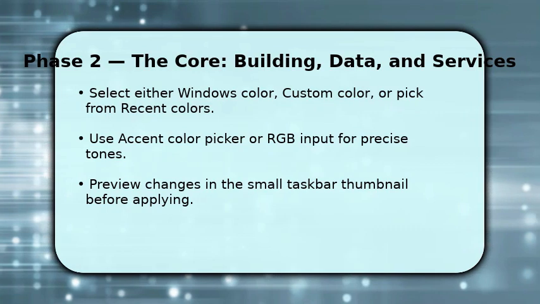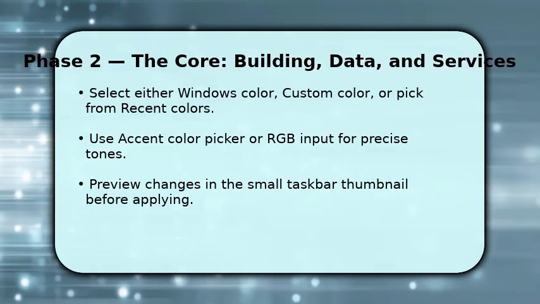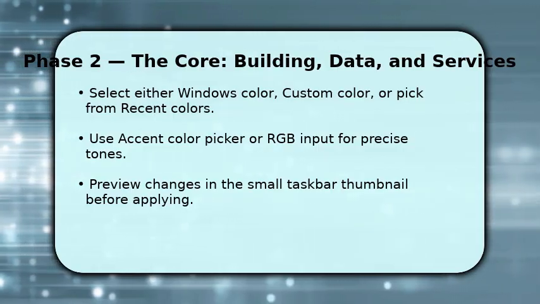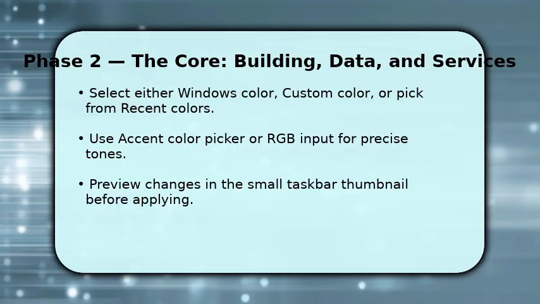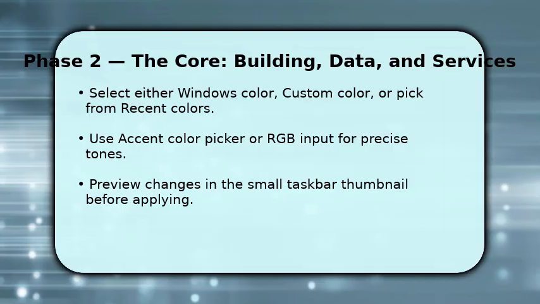Now choose the accent color. You can use a Windows-suggested swatch, click Custom Color for an RGB or HEX value, or use recent colors for consistency. You do this because the taskbar reads the accent. Without a selected color, nothing changes.